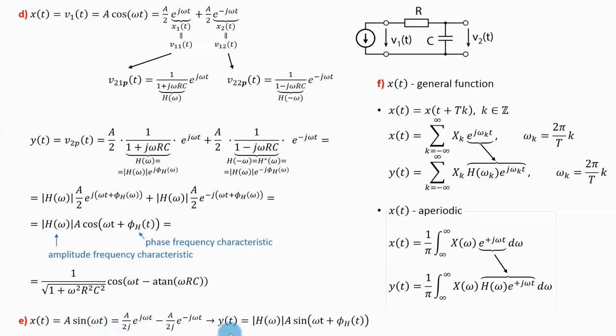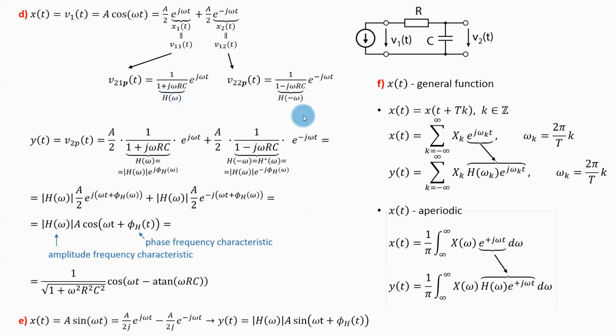When your input signal is a sine, the result is pretty much the same. The sine will be changed in amplitude and shifted in phase, and the amplification in amplitude is given by the amplitude frequency characteristic, and the shift in phase is given by the phase frequency characteristic. Okay, so we have figured out how our system responds to a sine and to a cosine because we were able to break them into complex exponentials, which are eigenfunctions of our system, and we know how those are being passed through a system. They are just being multiplied by a complex number.